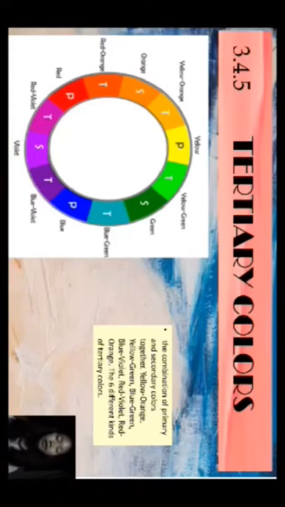So as seen in the screen, when the secondary color orange and primary color yellow are added, this will result in tertiary color yellow orange. And when orange is added to the red, which is the primary, this will result in a tertiary color red orange. And when the red is added to violet, the secondary color, this will result in red violet, and so on.